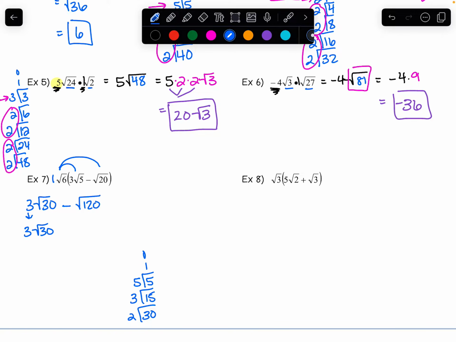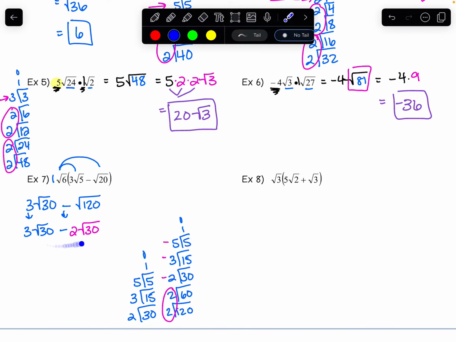I'm going to bring down my minus sign, and now I'm going to do birthday cake for 120. The smallest prime number that goes into 120 is 2. Goes in 60 times. The smallest prime number that goes into 60 is 2. Goes in 30 times. 2 goes into 30 15 times. 3 goes into 15 5 times. And 5 goes into itself once. Here I have a pair of 2's that can leave the square root symbol. 2, 3, and 5 do not have pairs, so they are going to stay inside. So that's going to give me 6 times 5 is 30.